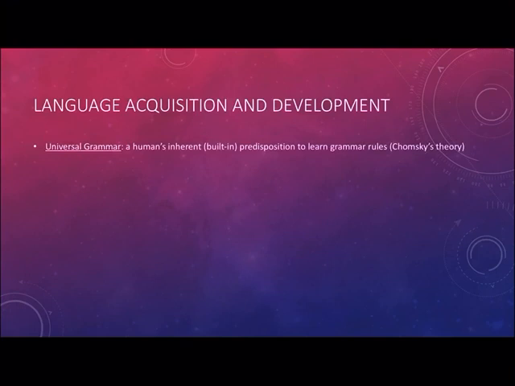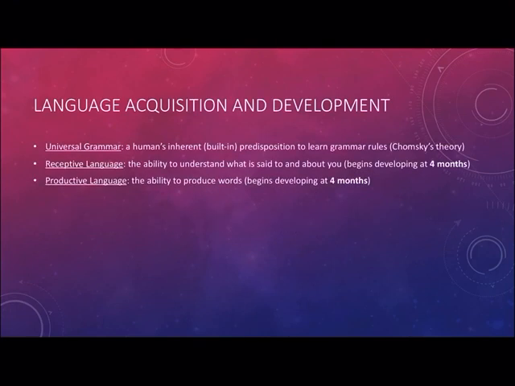Okay, so when it comes to receptive versus productive language, receptive language is just that you can understand what is said about you. You can receive language, you can understand or comprehend language. Write that down. Receptive language is understanding or comprehending language. Whereas productive language is all speech, the ability to produce our words. And both of these, receptive and productive language, start at 4 months. So again, receptive is comprehending, understanding. Productive is speaking, producing language.